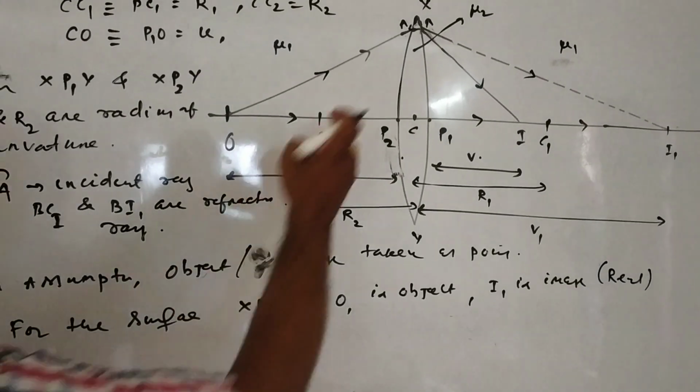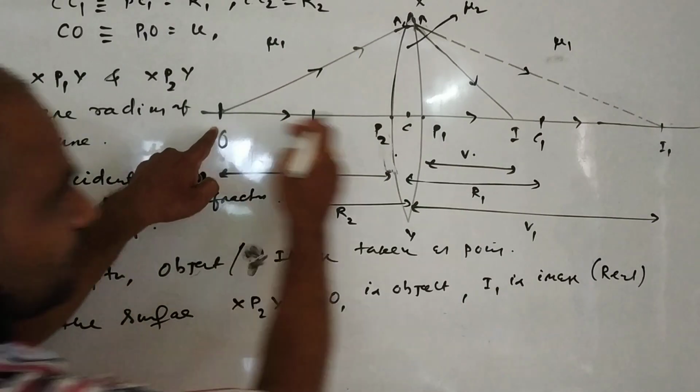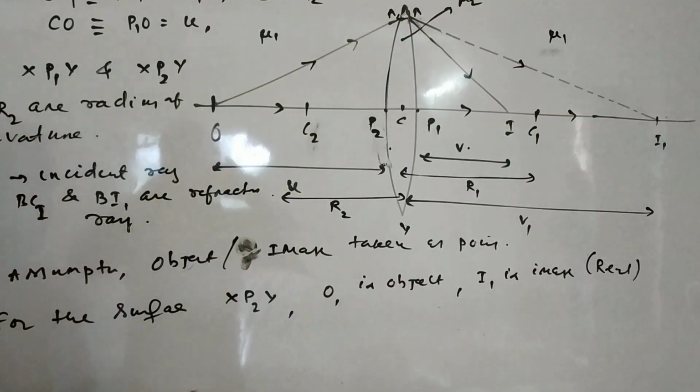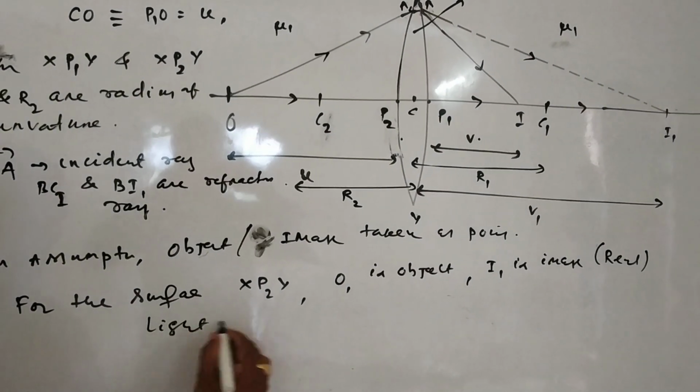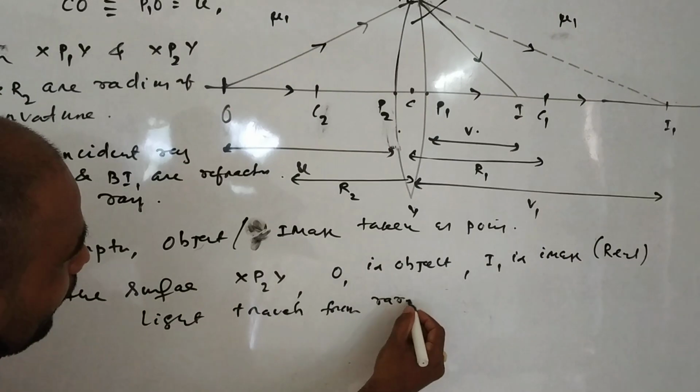Now what happens for the surface XP1Y? This is the object, this is the image. That means light moves from rarer to denser. That means light travels from rarer to denser.